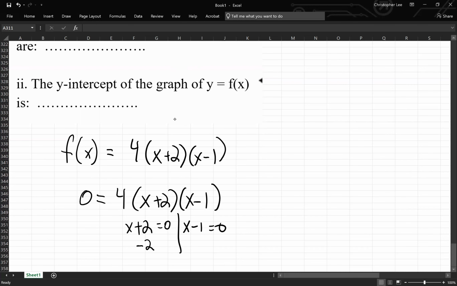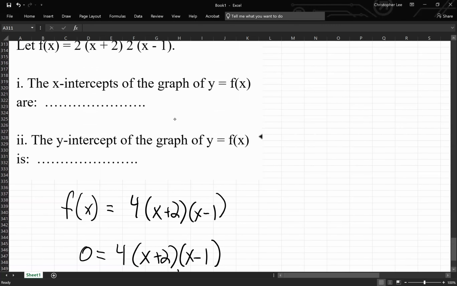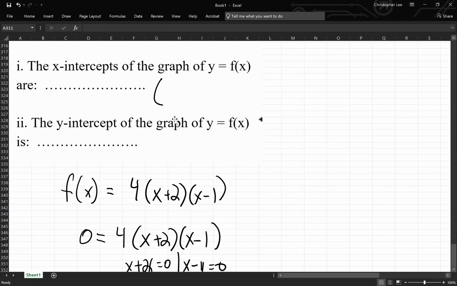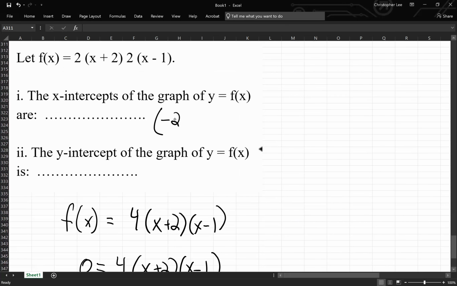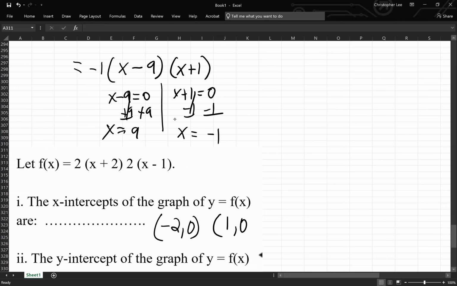Let's solve for x, right? So now I found my x-intercepts. Once again, the x-intercepts are points, all right? So this is the point -2, comma 0, and the point, I think it's +1, yep, +1, comma 0.